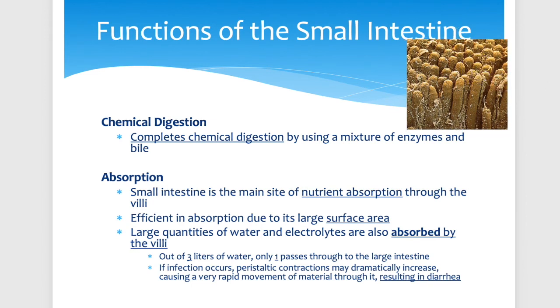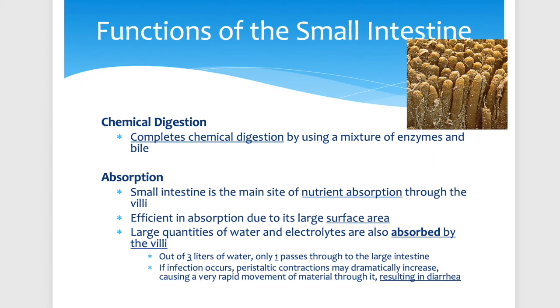So chemical digestion and absorption are going to happen in the small intestine. The process of chemical digestion is going to be completed in the small intestine by using a mixture of enzymes that have been produced by different parts of our digestive system, as well as using bile made in the liver and then stored in the gallbladder.